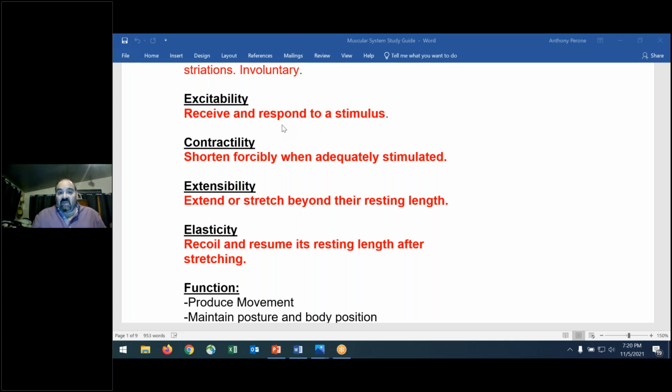As far as contractility, not only does skeletal muscle, and other muscles also, but we're focusing on skeletal muscle right now, not only is it excitable, but it can also contract as a result of being adequately stimulated. As far as extensibility, skeletal muscle can extend or stretch beyond its resting length, and then with elasticity, it recoils, resuming the resting length after stretching. So extensibility and elasticity work together. It's very important that you know what these four terms represent and mean, okay?